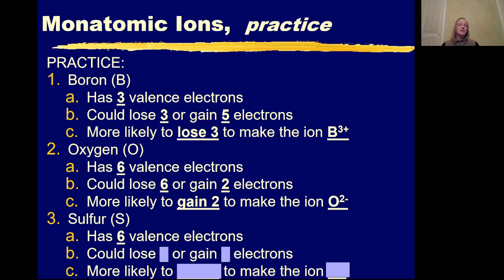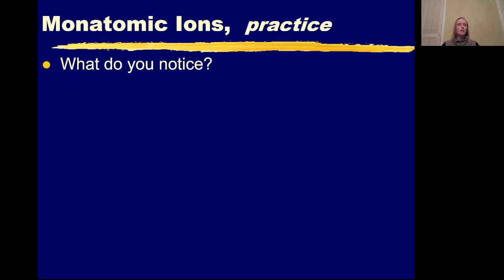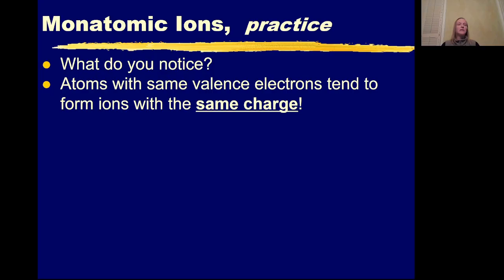Sulfur has 6 valence electrons, so it could lose 6 or gain 2 electrons, and it's more likely out of the 2 of those to gain 2 electrons because that moves fewer electrons, and that makes an ion with a charge of -2, the sulfide ion. I hope you're noticing a pattern here about elements in the same group. If 2 atoms have the same number of valence electrons, they're going to tend to form ions with the same charge.